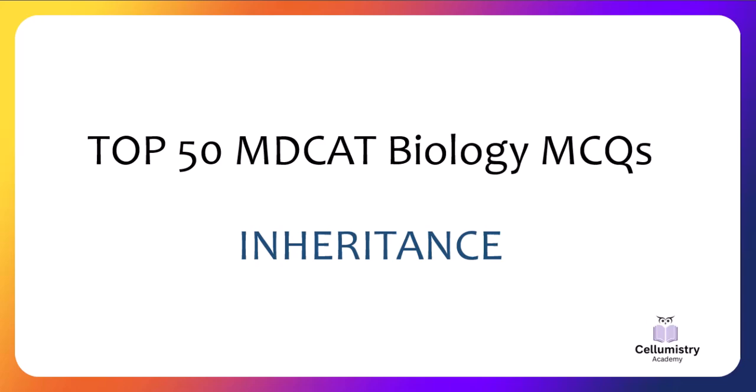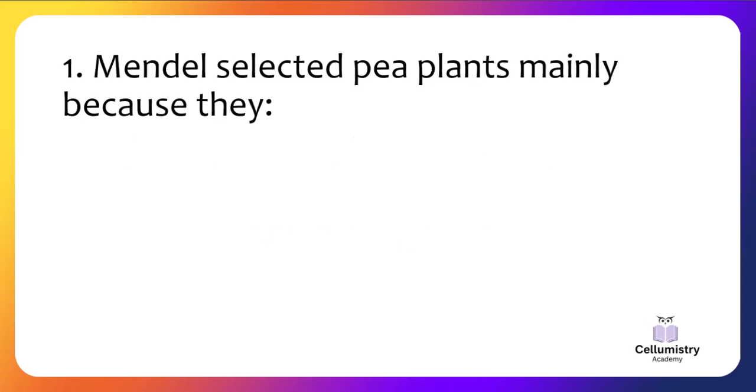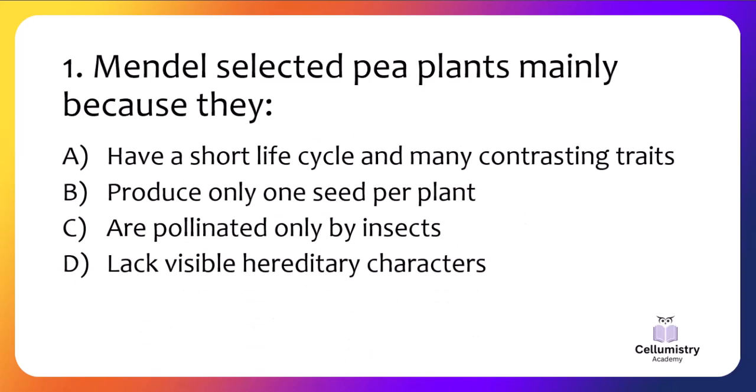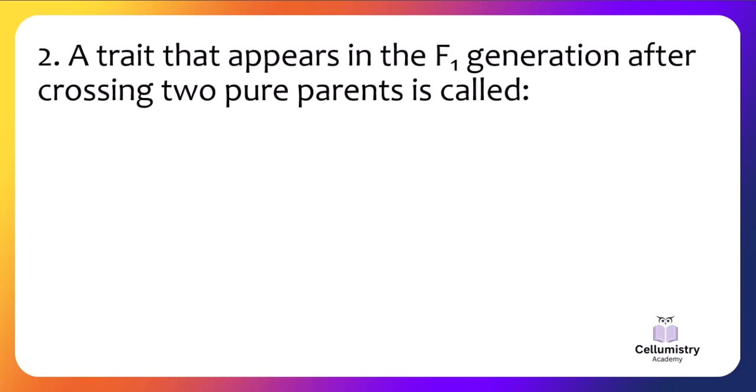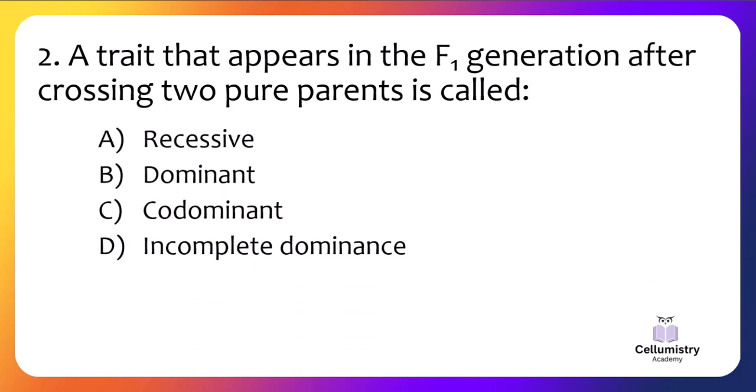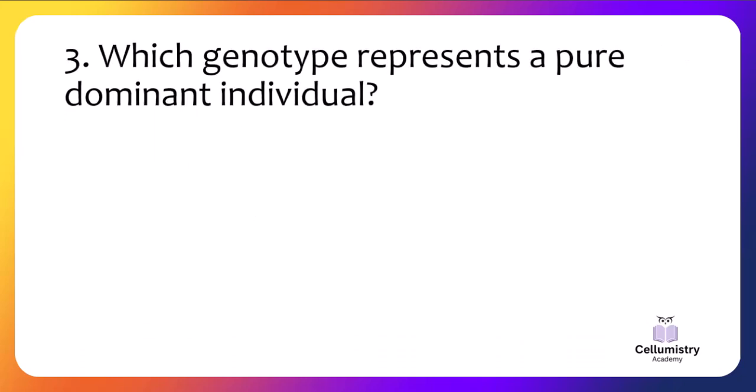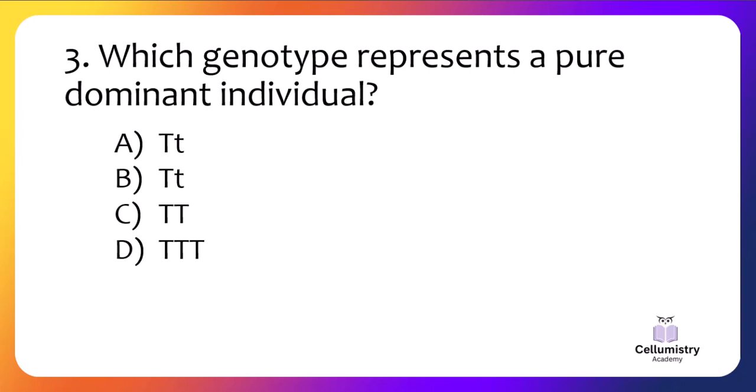Let's start with MCQ number 1. Mendel selected pea plant mainly because they... Answer is A. Have a short life cycle and many contrasting traits. A trait that appears in the F1 generation after crossing two pure parents is called... Answer is B. Dominant. Which genotype represents a pure dominant individual? Answer is C. Capital T with capital T.